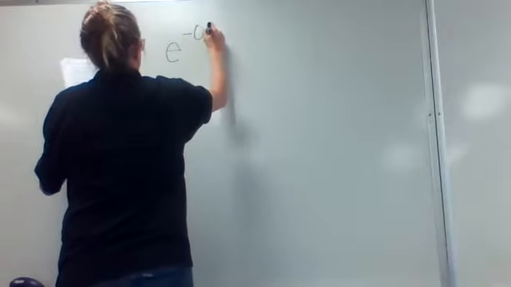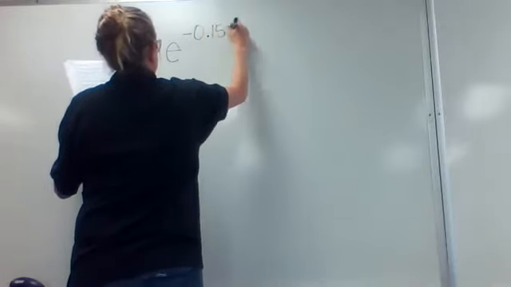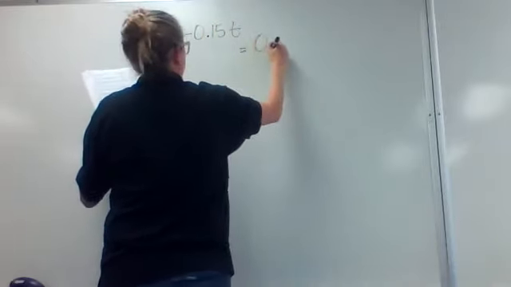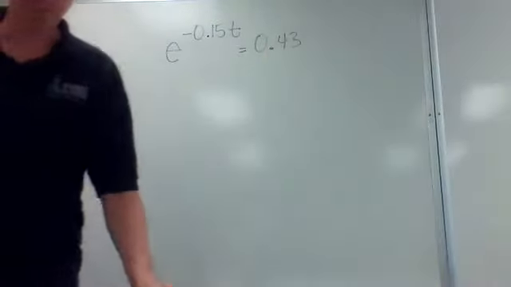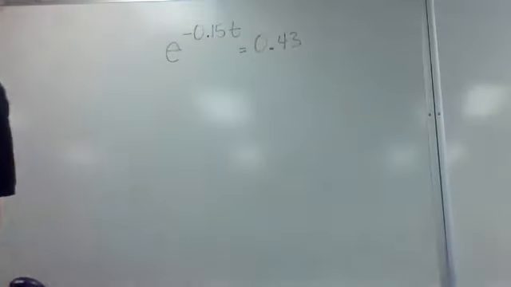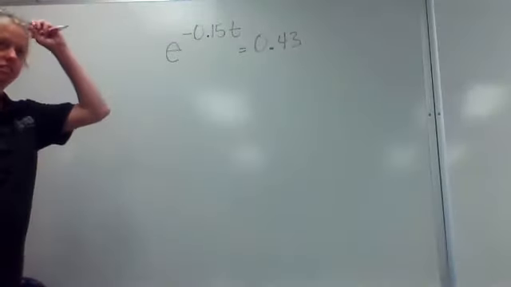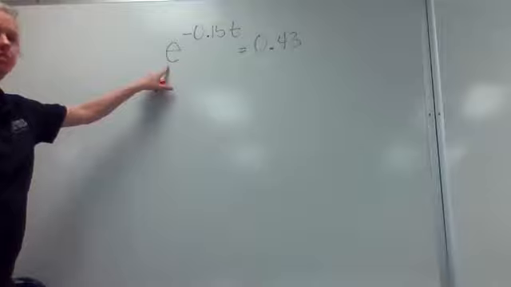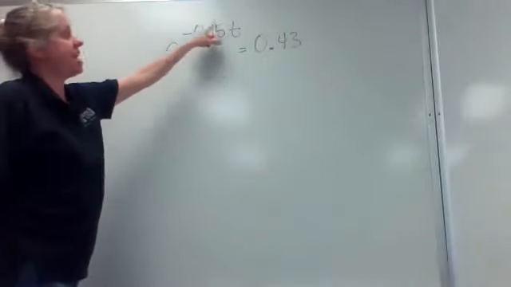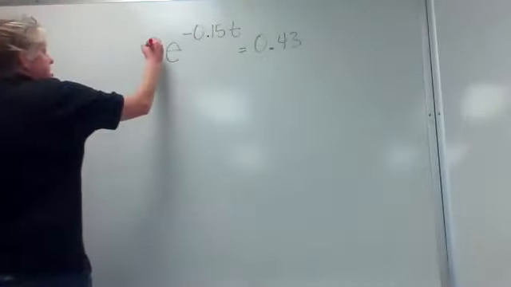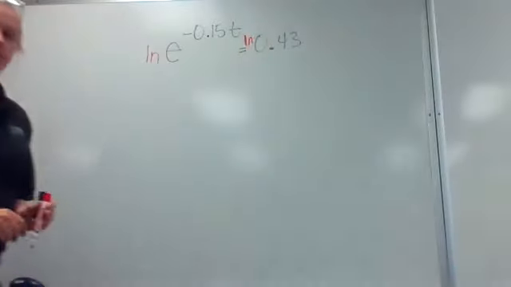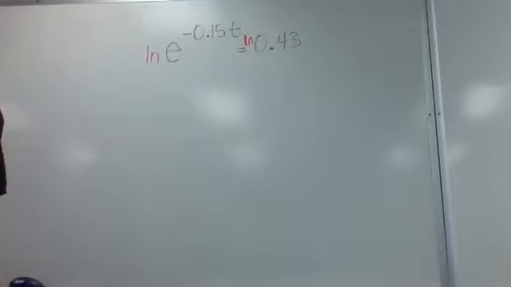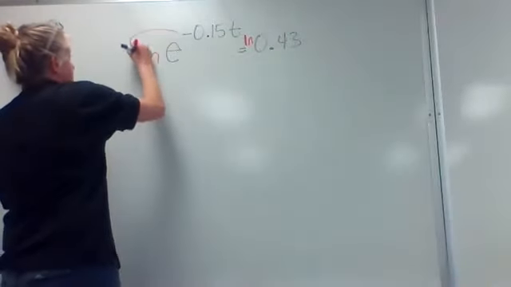e to the negative 0.15t equals 0.43. So I'm dealing with e, and I want to get this t out of the exponent. So that's going to be ln both sides. That helps me bring down the exponent.